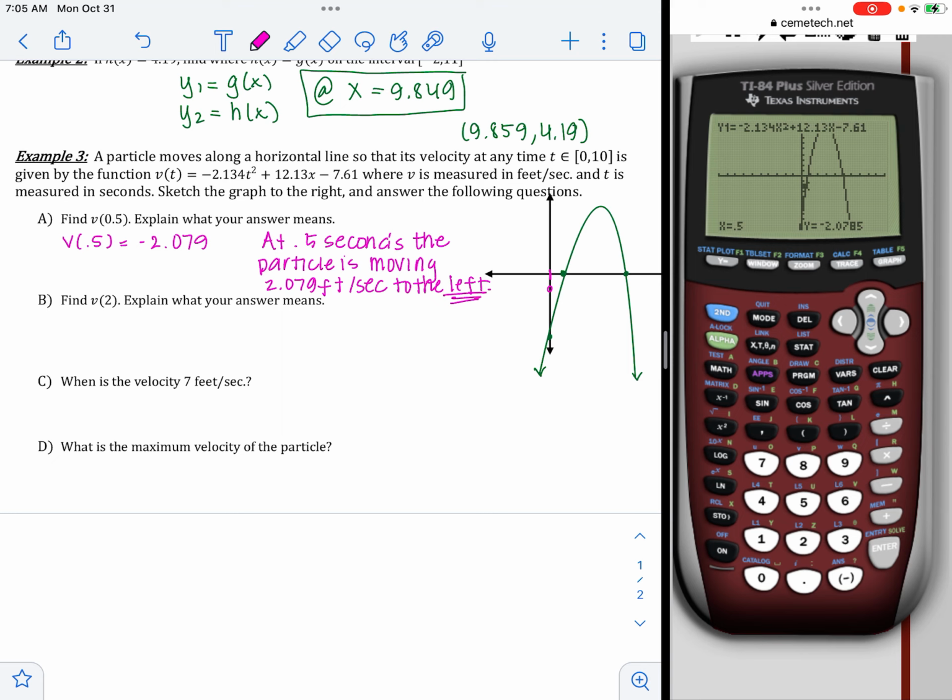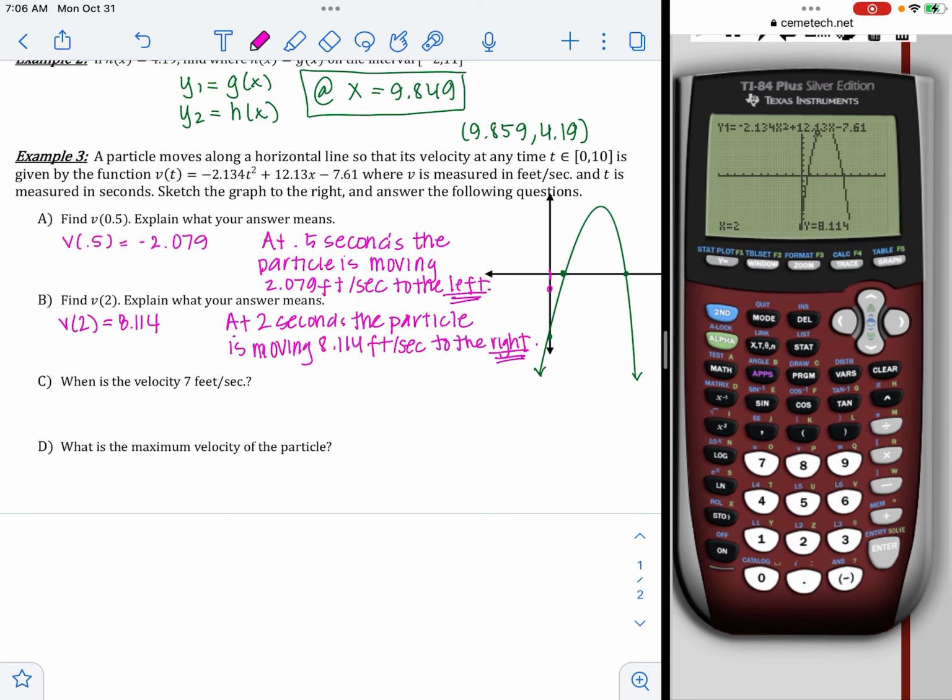All right, now we're going to find v of 2, so same process. We're going to plug in 2 for x. Remember, hit trace, trace, and then 2, hit enter, and we get 8.114. So we're going to say at 2 seconds, the particle is moving 8.114 feet per second to the right. The positiveness tells me it's to the right.